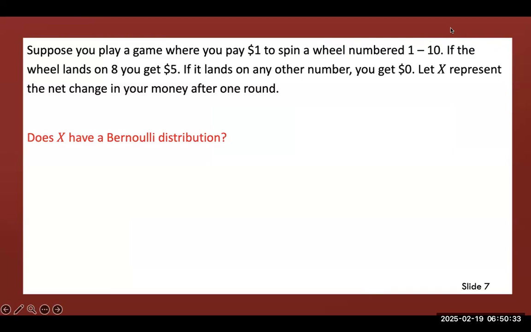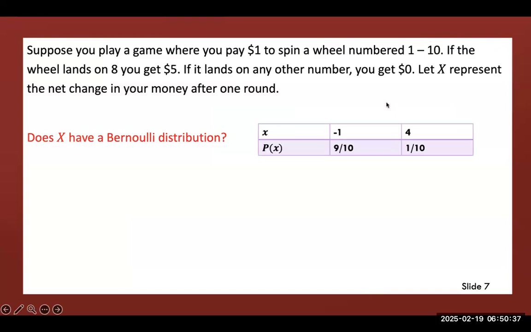You have two options, and those two options are X equal to -1 because you lose your dollar if you don't land on an 8, and X equal to 4. That's if you land on an 8, your net change is 4. You made a profit of 4. Now, it all depends on how X is defined. Yes, you do have two options, but X is not equal to 0 and 1. Thus, it is not a Bernoulli distribution. In order for it to be Bernoulli, X has to be 0 and 1.